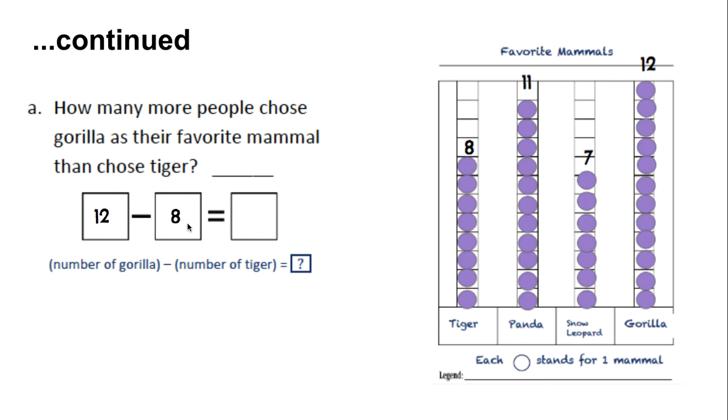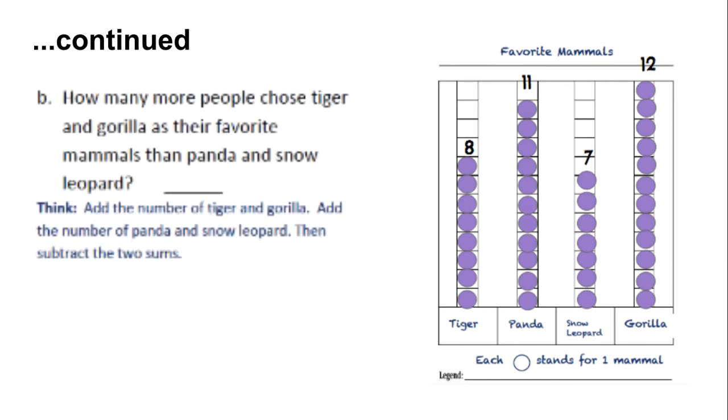And then you guys take that time to do the math. If you know your fast facts, you might know in a snap 12 minus 8. If not, you can see the difference in the graph. So 8 comes up to here. And then how many extra gorillas are there? 1, 2, 3, 4. Oh, 12 minus 8 is 4. Nicely done.